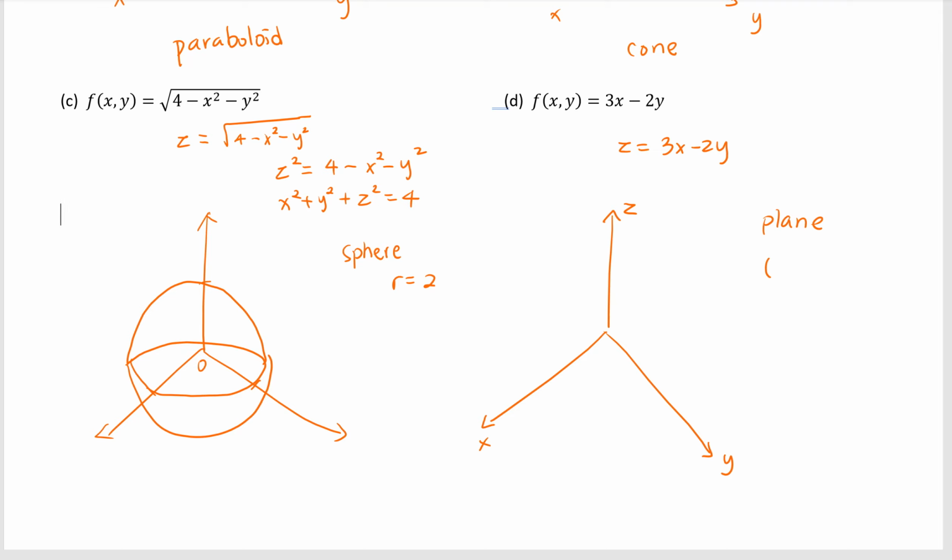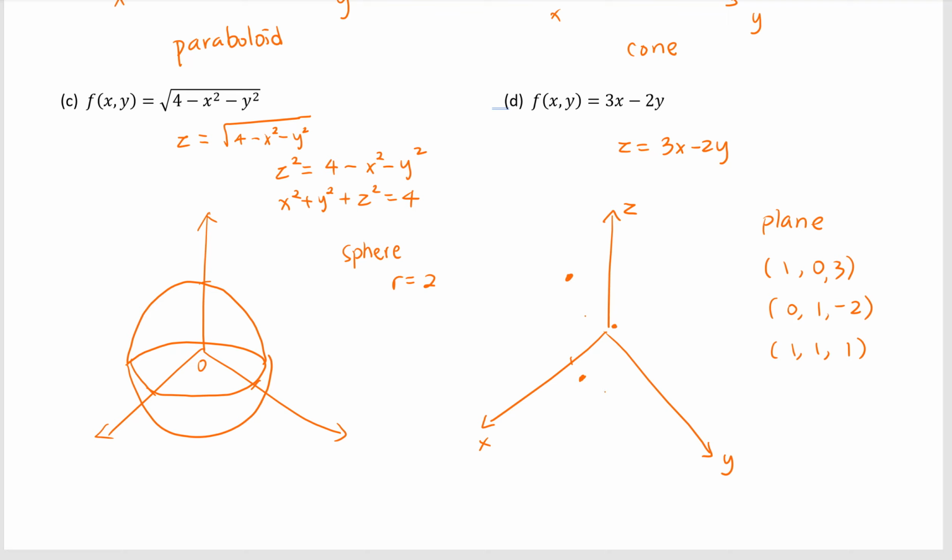Let's see, if x is 1 and y is 0, then z is 3 minus 0, which is 3. Okay, we can plug in x is 0, y is 1, then we get negative 2. So 1, 0 gives 3 here. 0, 1 gives negative 2 here. Okay, one more point. How about 1, 1? So 3 minus 2 is 1. Oh, so at 1, 1, z is 1.